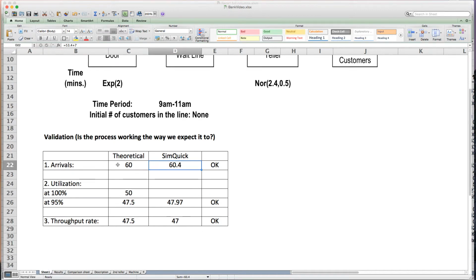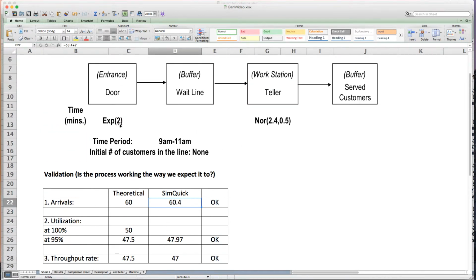We validate arrivals, so the amount of people that are coming into the process, do they equal what we expect to see in theory? So if we look at arrivals up here, well, according to our process flow map, we expect people to come in every 2 minutes following an exponential distribution. So if they're coming in an average of every 2 minutes throughout a 2-hour time period, well, that's 120 minutes divided by 2, which gives us approximately 60 people arriving within that 2-hour time period.